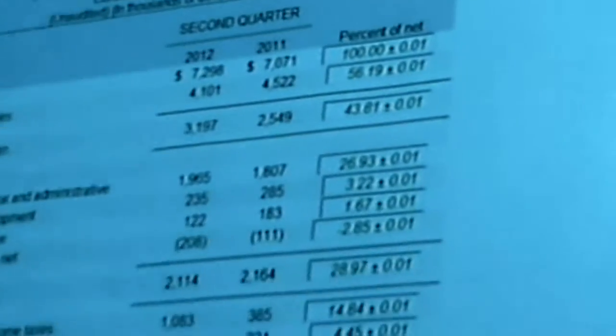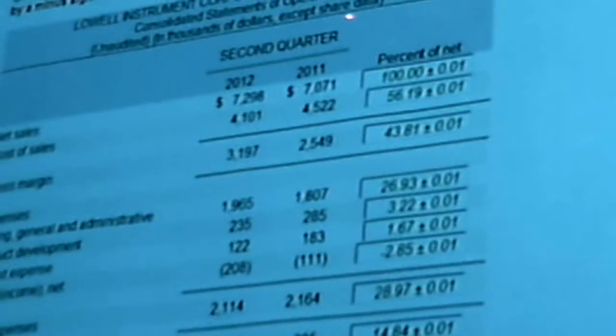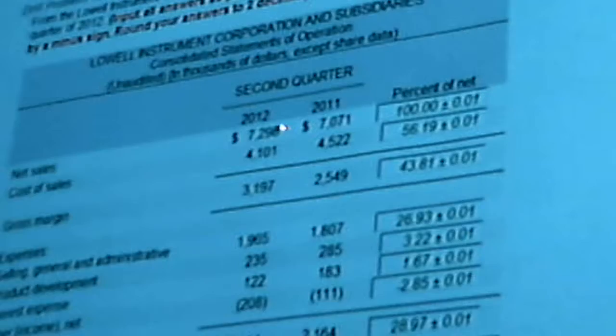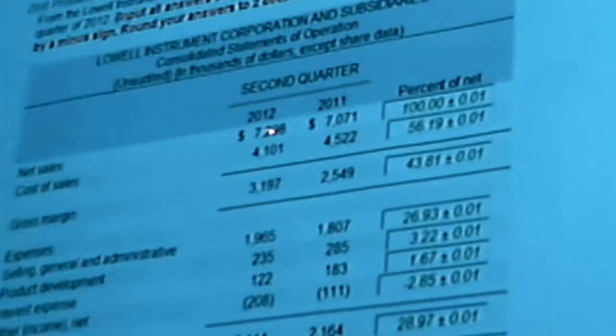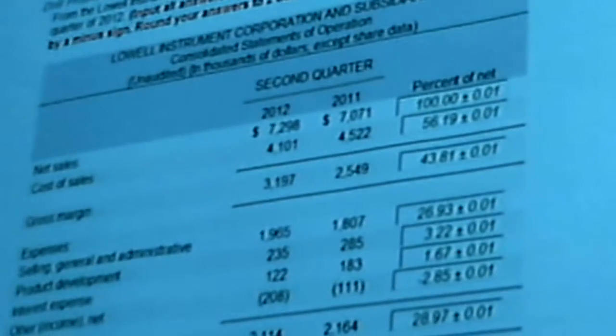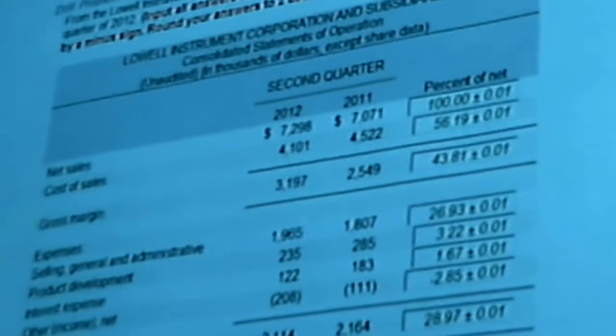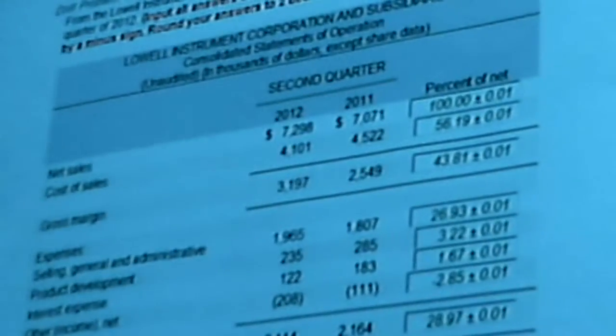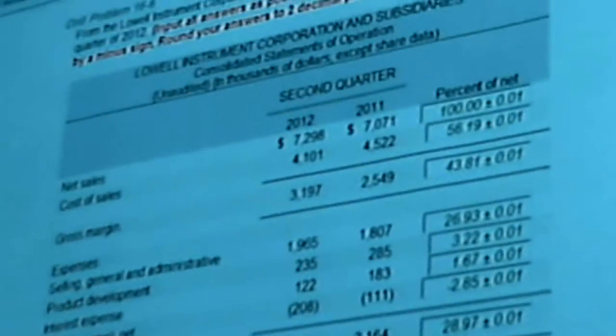But if you notice the 100 here, that is because 7298 divided by 7298 is 100. That's where you get your 100%. So you just go all the way down in that fashion.